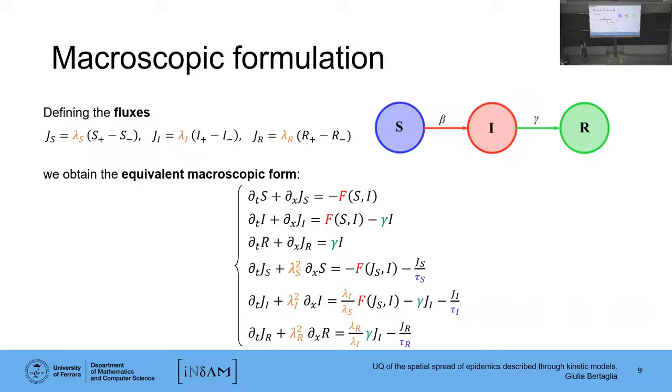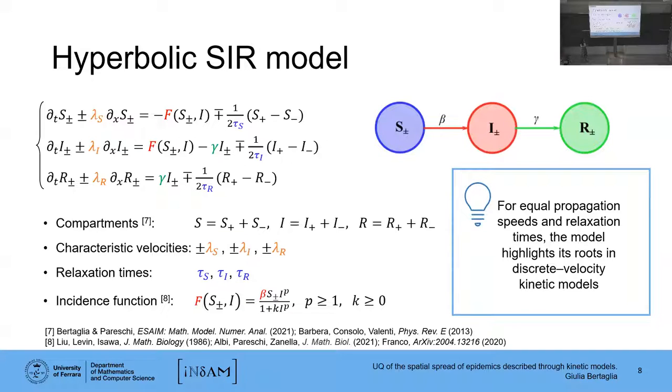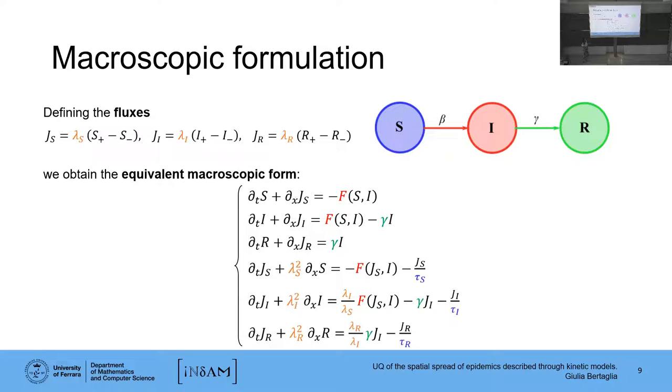Yes, so as done generally in kinetic theory, we can define the fluxes for each compartment, which are these ones here. If we use this definition plus the definition of the total densities, sorry that I didn't say that here, in the system of governing equations, we can obtain an equivalent macroscopic form. This is a hyperbolic model, a macroscopic formulation of the system written in the mesoscopic form that we have just seen in the previous slide. So we still have six equations: three for the densities and three for the fluxes.